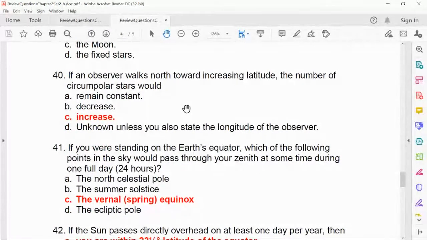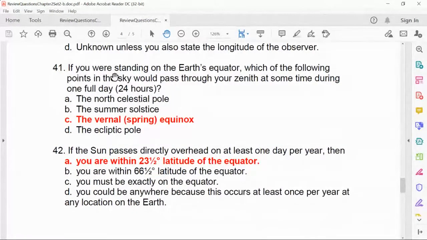Question 40. If an observer walks toward increasing latitude, the number of circumpolar stars will increase. So when you go to higher and higher latitudes, you will see more and more of the northern sky, and that will increase the number of circumpolar stars for you.